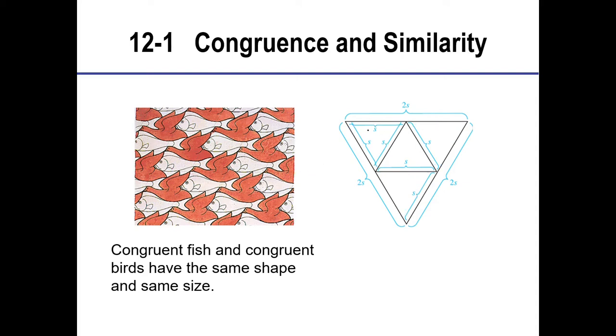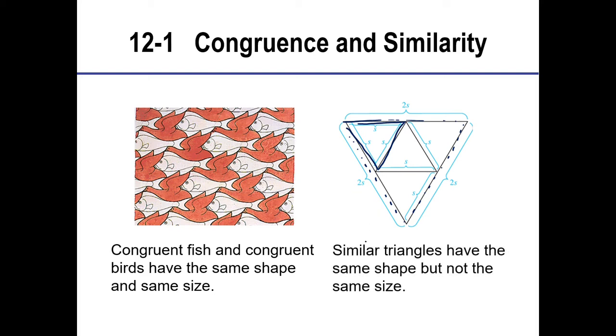If you compare the smaller triangle with the bigger triangle, you'll notice that they have the same shape. It's twice as long as the smaller triangle, but they aren't exactly the same size. Similar triangles have the same shape, but not the same size. They could be smaller or larger or equal.